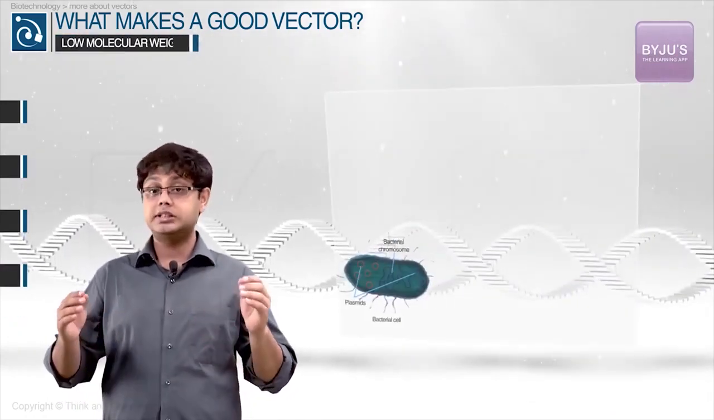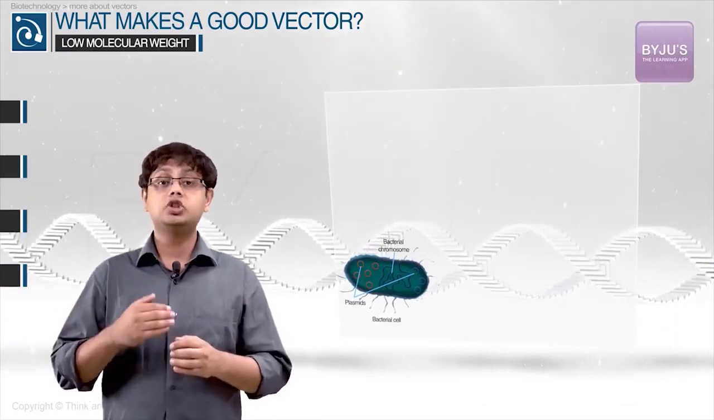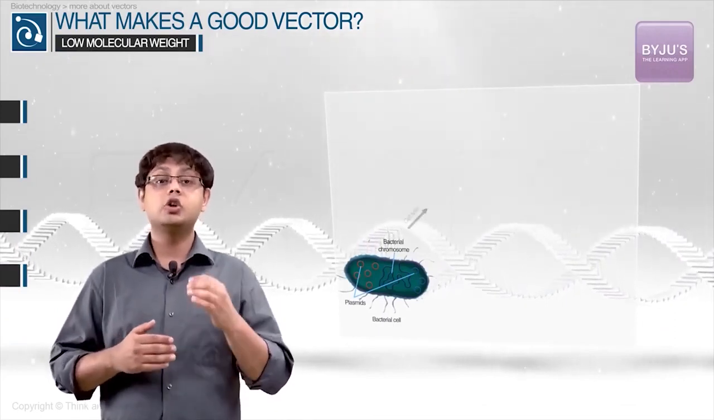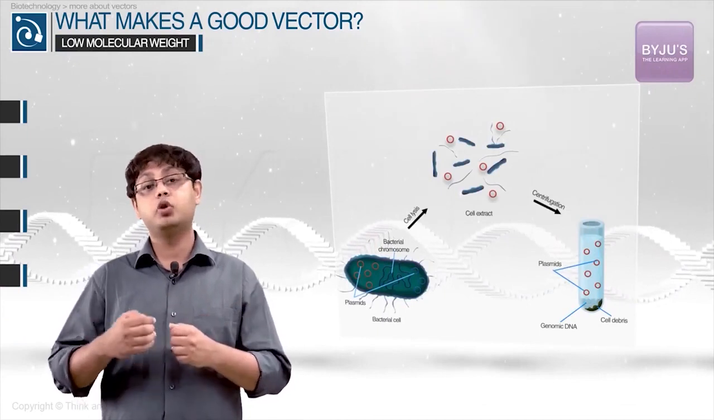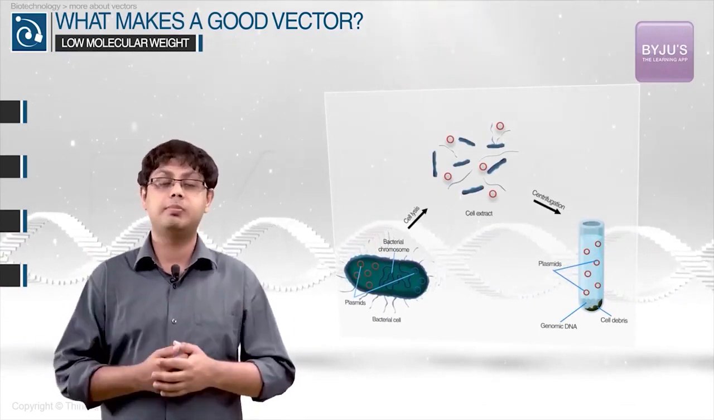And finally would be size. The cloning vector should have low molecular weight so that it can be easily separated from chromosomal DNA of the host bacteria.